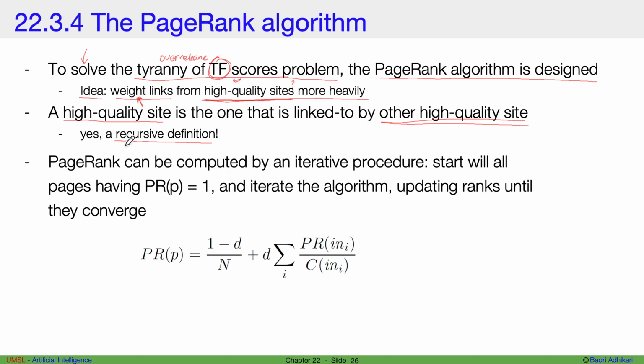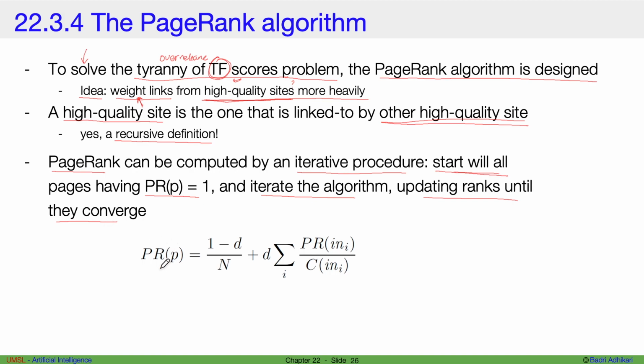So because it's a recursive definition, the page rank of a page can be computed by an iterative procedure. That is, when you are implementing the algorithm, we will start with all pages having a rank of 1, and then iterate the algorithm, updating the ranks until they converge. So we can write a for loop or a while loop to let it converge after certain iterations.